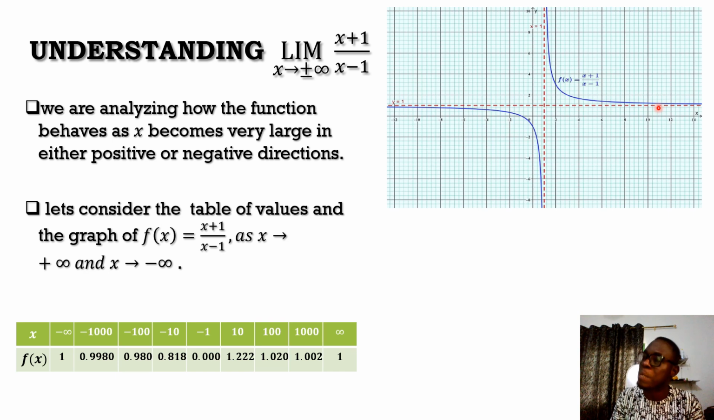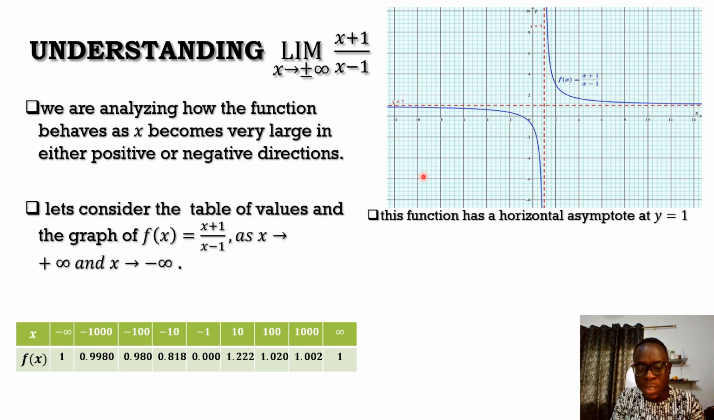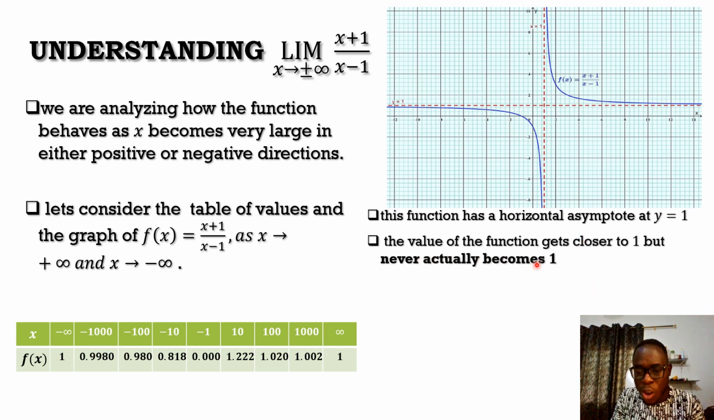As a limit simply means the approximate value, we can simply say that as x approaches infinity, the limit of this function behavior will be approximately 1. That is y being equal to 1, where this becomes the horizontal asymptote for the function. Now the value of the function gets closer to 1 but never actually becomes 1.